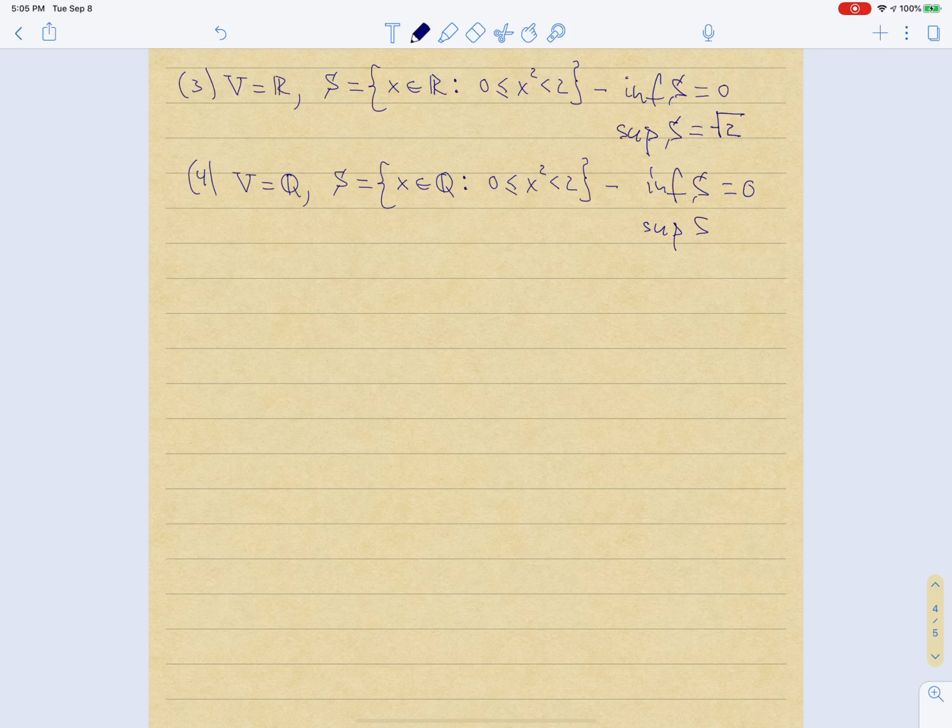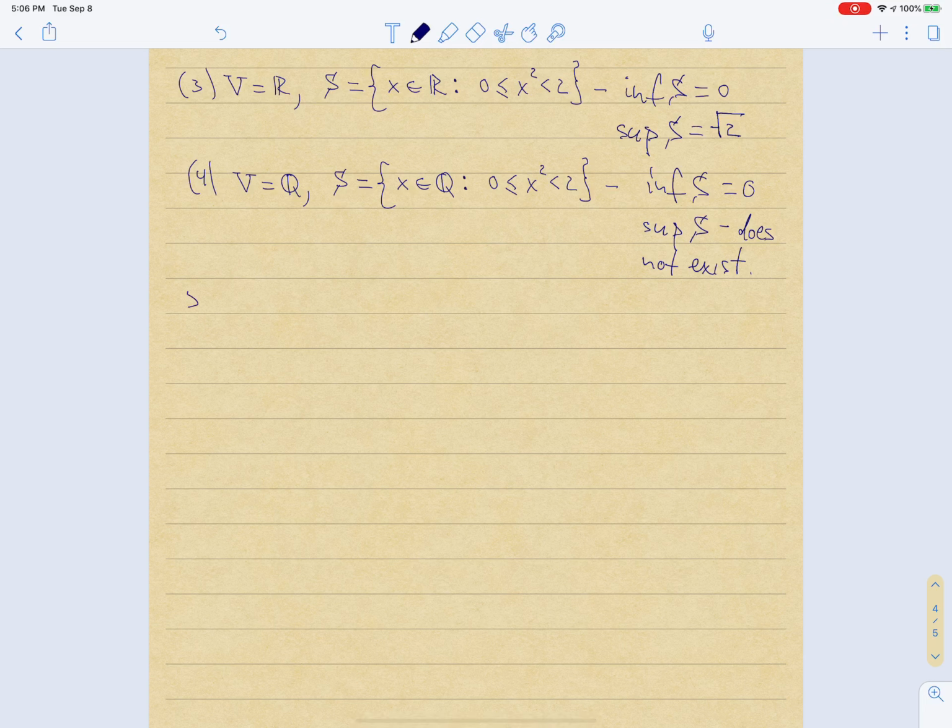And what about the supremum of S? Well, once again, if I were in the set of all reals, then the smallest number which is larger than anything in my set is going to be the square root of 2. But in this case, the square root of 2 is not included. Because the square root of 2 is not an element of V, it's not a rational number, the supremum of S does not exist. We're going to prove this in a moment.